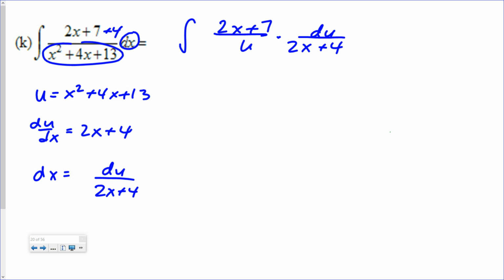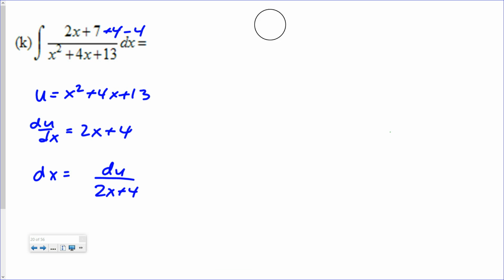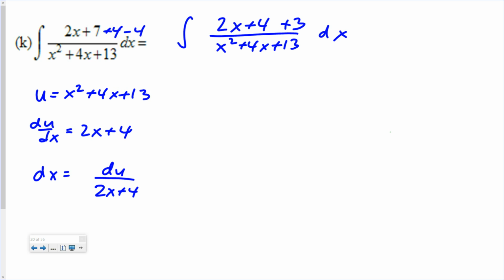Okay, but if you put a 4 there, what do you also have to do? Put a negative 4. Right? If you put a 4, you have to put a negative 4, right? So if I rewrote this problem, isn't it really 2x plus 4, okay, I'm going to do a regrouping, plus 3 over x squared plus 4x plus 13. Do you agree I didn't change the value of the problem at all? Right? I'm just regrouping it.